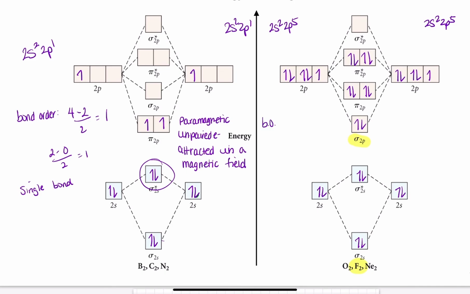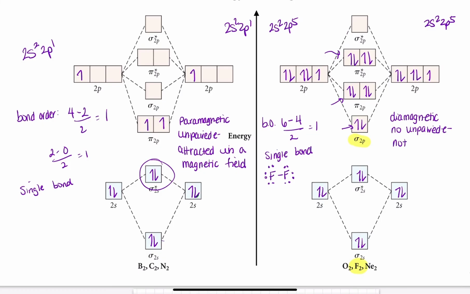Bond order here. Got 2, 4, 6 bonding electrons, 4 antibonding electrons. Gives me a single bond. And when I form F2, it is in fact a single bond. And this is diamagnetic. I have no unpaired electrons, so not attracted in a magnetic field.